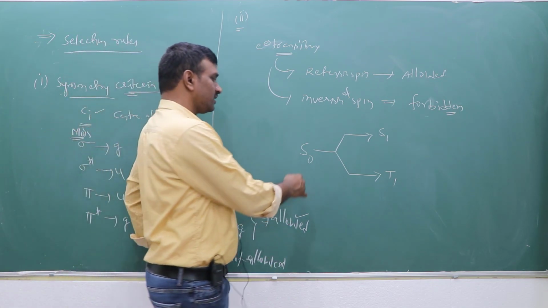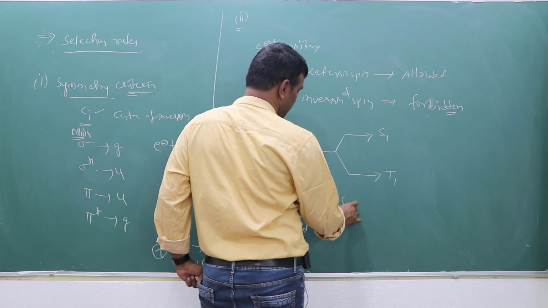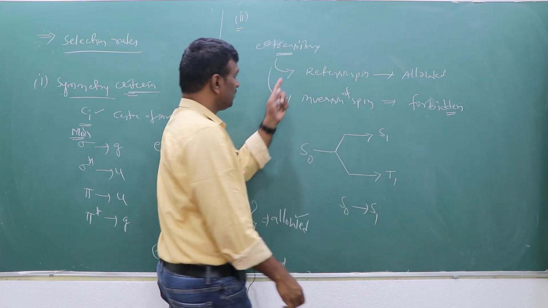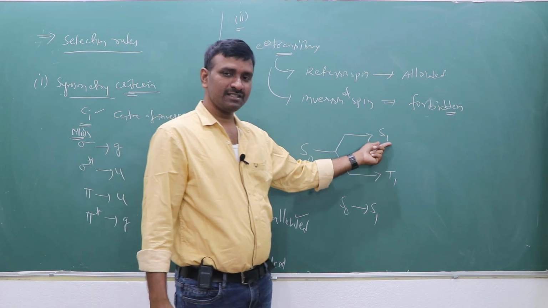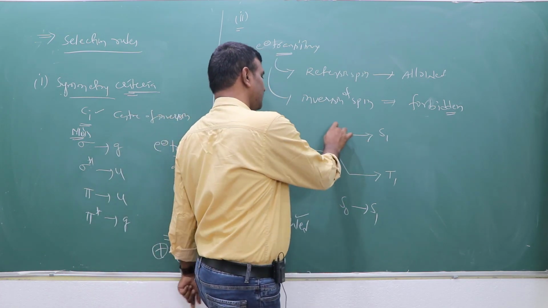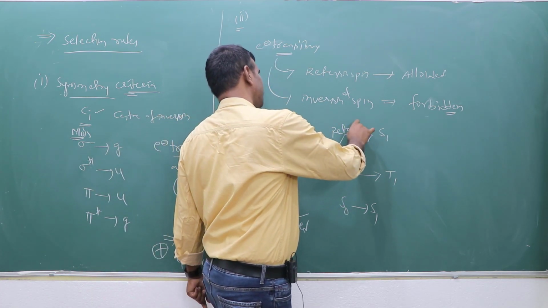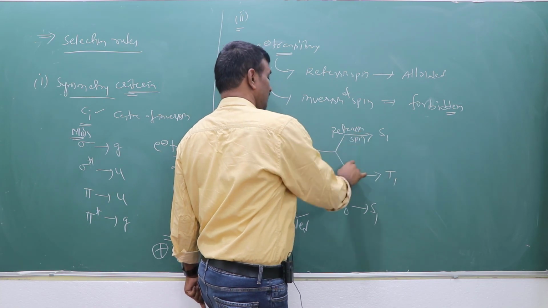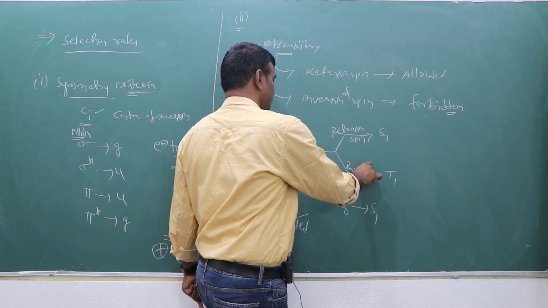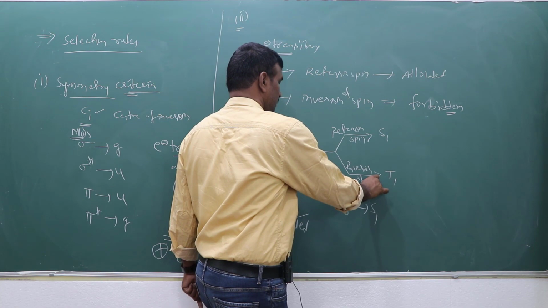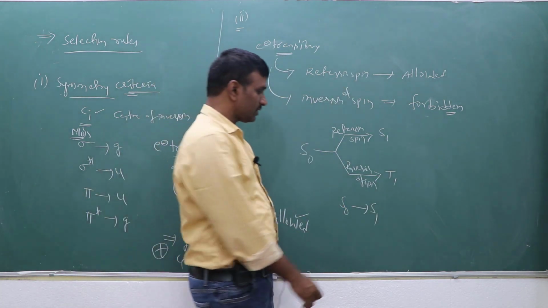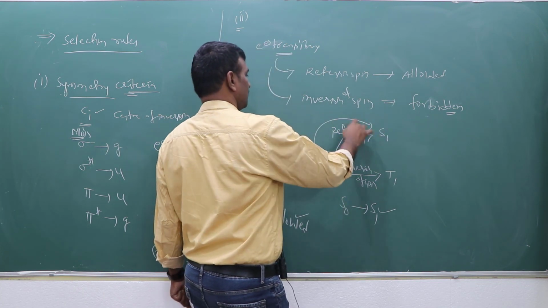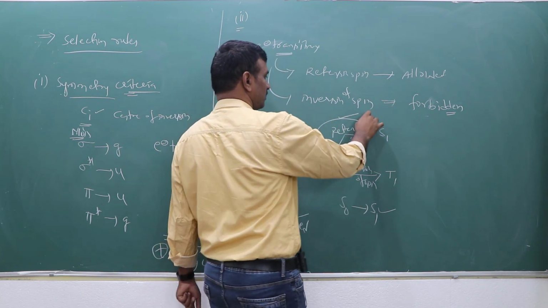So now the electronic transition from S0 to S1, is it possible or not? With retention of spin, S1 will be generated. Retention of spin only, S1 will be generated. This is retention of spin, and this is inversion of spin, as we saw earlier, S1, T1. With retention of spin, it will be an allowed transition.